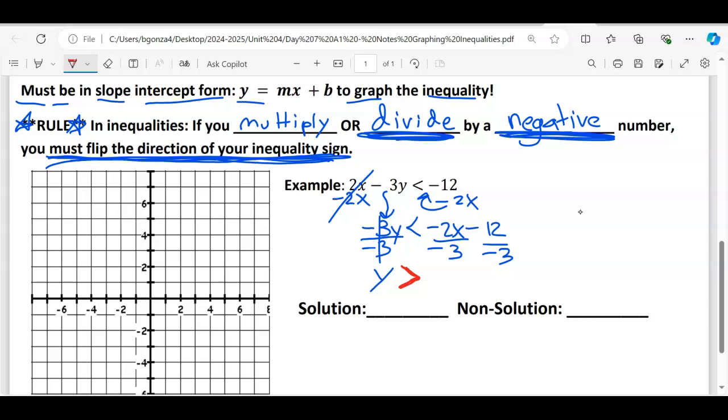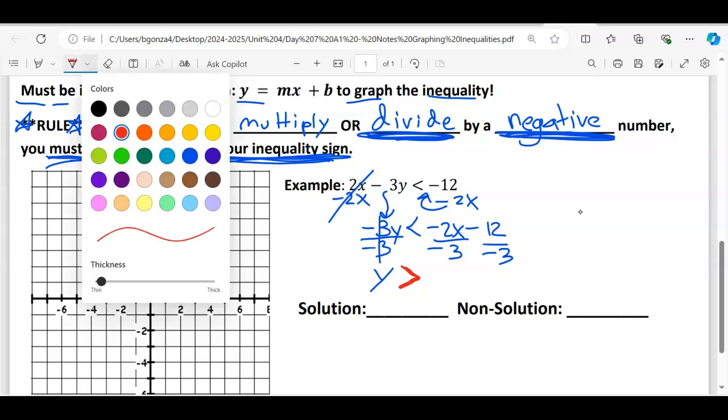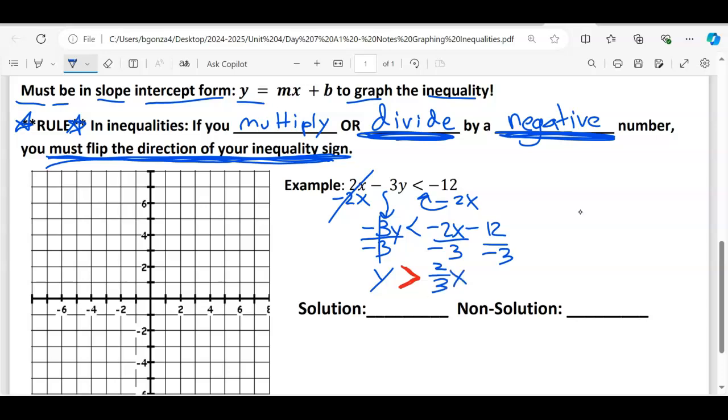I'm changing the color so you see what changed. Less than turns to greater than, or vice versa, only if you multiply or divide by a negative number. So if I divided by a positive number, nothing changes. Only dividing or multiplying by a negative. Okay, make sure we emphasize that. Now check this out. Negative divided by negative is a positive fraction, 2 over 3x. Negative 12 divided by negative 3 is a positive 4. You can reduce those fractions in Desmos easily by just typing them in.